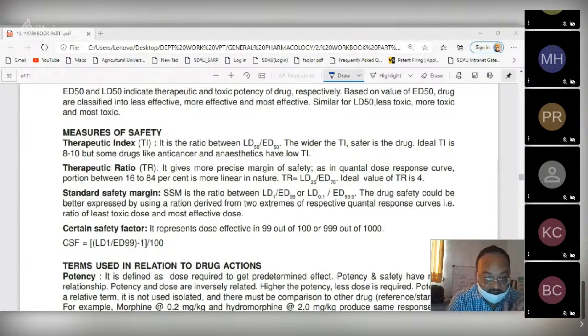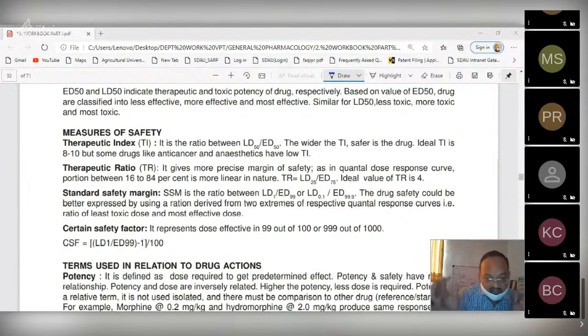Now the standard safety margin. The standard safety margin is the ratio between LD1 to ED99 or LD0.1 to ED99.9. The drug safety could be better expressed by using the ratio derived from the two extremes, or you can say the standard safety margin. It's nothing but LD1 divided by ED99, or LD0.1 divided by ED99.9.